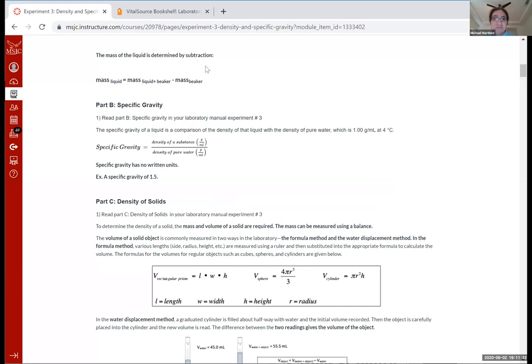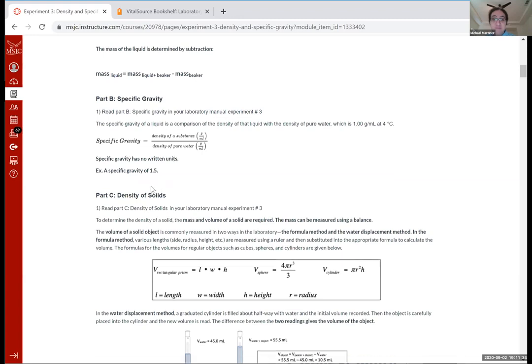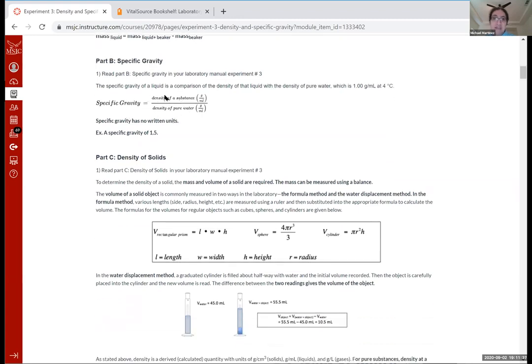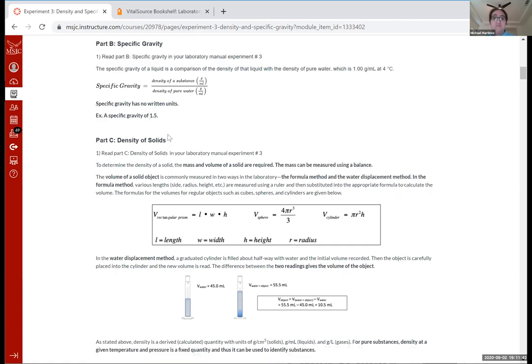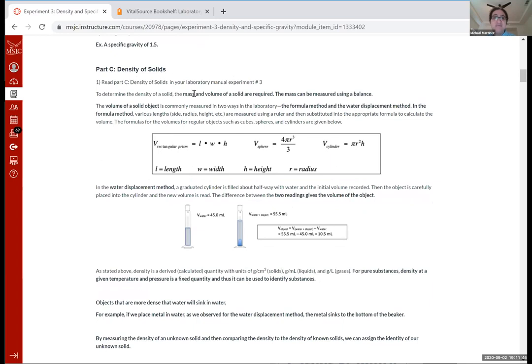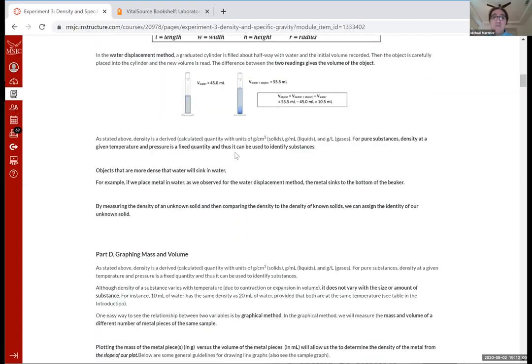So, part B, that's essentially it. You just divide the density by 1 and you report your specific gravity with no units. For part C, for the density of solids, to calculate the density of a solid, you need the mass and volume. The mass we can get from a balance, and the volume of a solid object can either be calculated using the formula method or more commonly the water displacement method. This is the method that we'll be utilizing a lot this session.